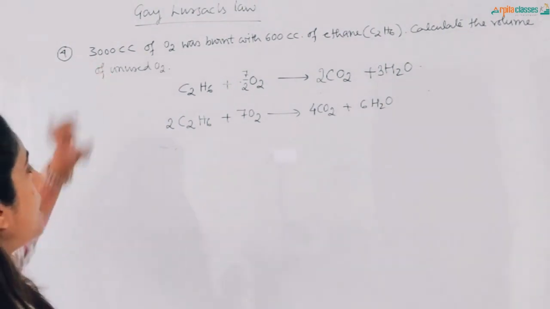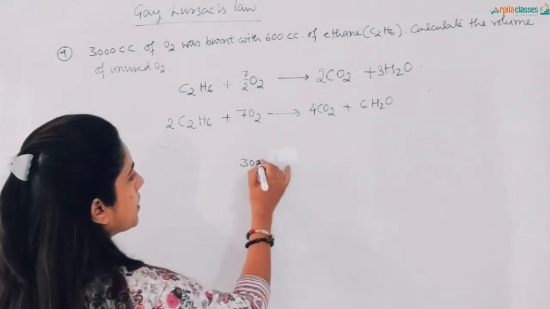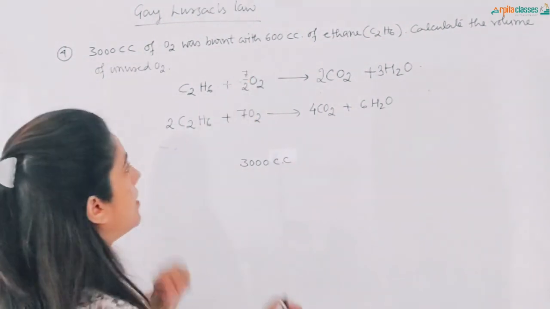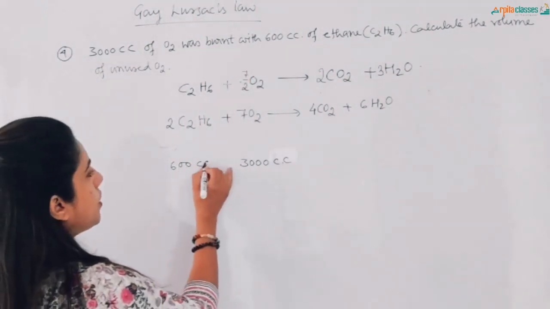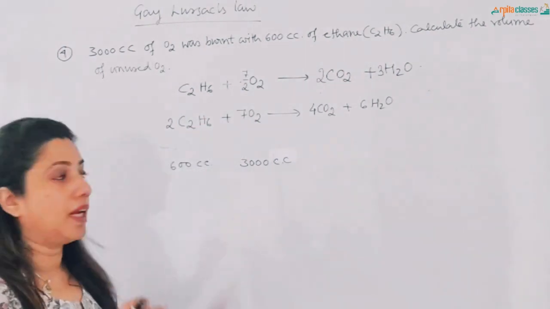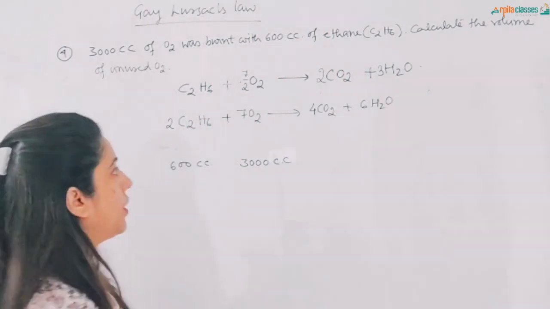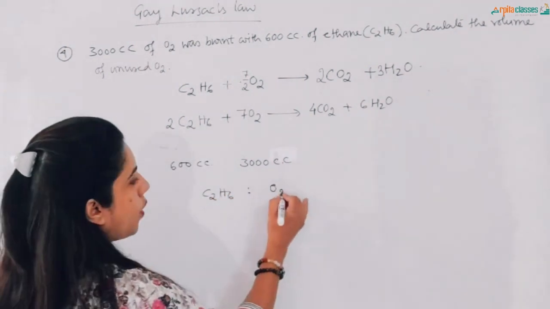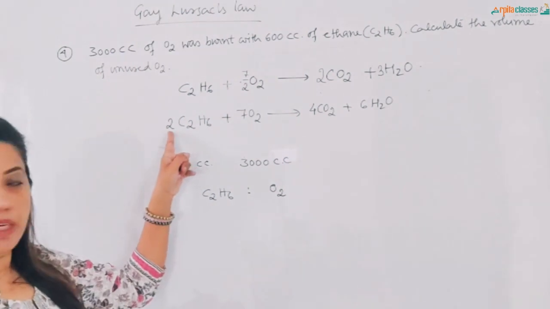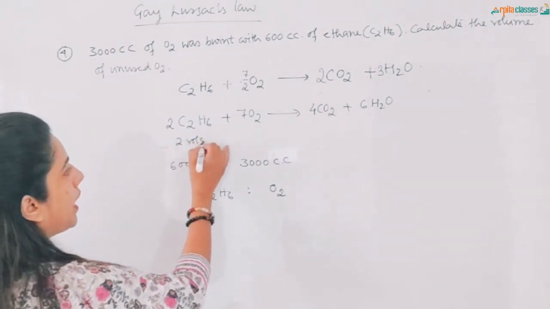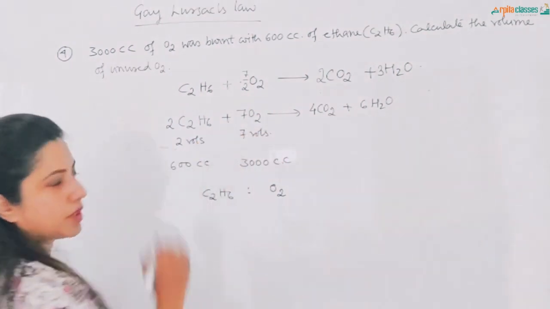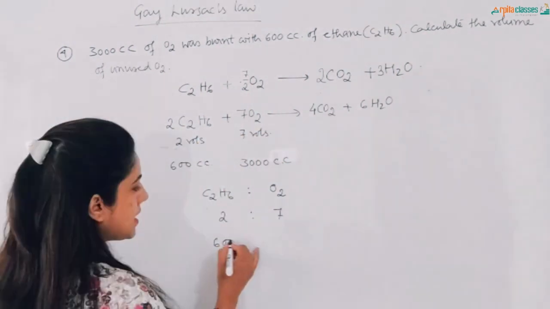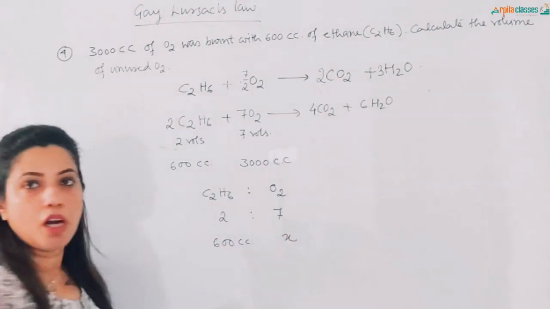Now 3000 cc of oxygen is given, which is in surplus. Surplus means it is in excess. And 600 cc of ethane is given. That means we need to see for 600 cc of ethane how much oxygen should be required. So from the balanced chemical equation, we'll be taking the ratio between ethane and oxygen. Here 2 volumes of ethane react with 7 volumes of oxygen. So the ratio between ethane and oxygen is 2:7. So if this is 600 cc, how much will be the oxygen?